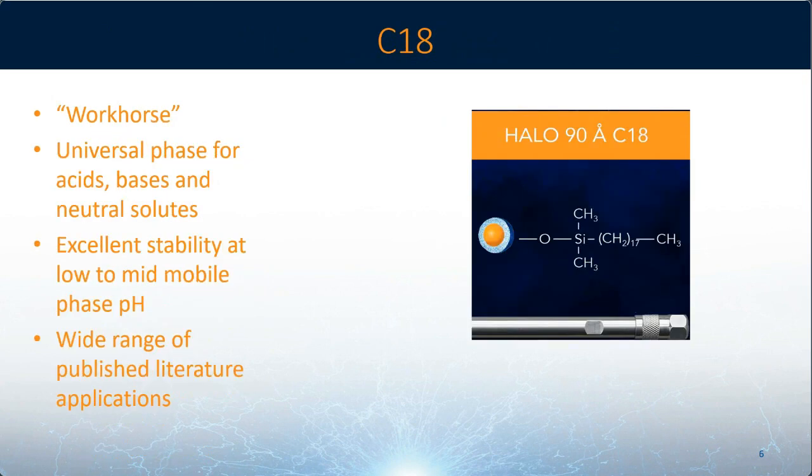So the column that we used for this was actually the C18 column, and the C18 is a workhorse column. It's probably the most famous phase, or the most widely used phase. It is a universal phase for acids, bases, and neutral solvents. It has very good to excellent stability at low to mid mobile phase pH, and a wide range of published literature applications. So it is a very widely used and well-used phase.